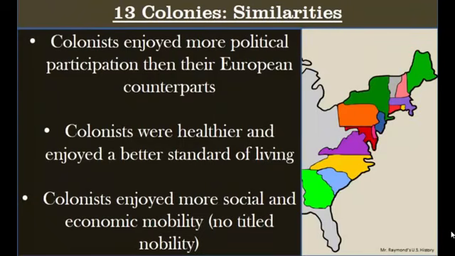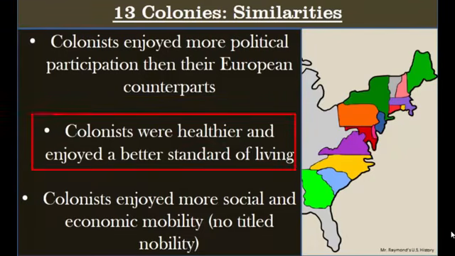So that's a look at how these colonial regions differed from each other, but it's important to remember all that they had in common. Colonists enjoyed much more political freedom and participation than their European counterparts. And we will be looking at this in much more detail in our next video.